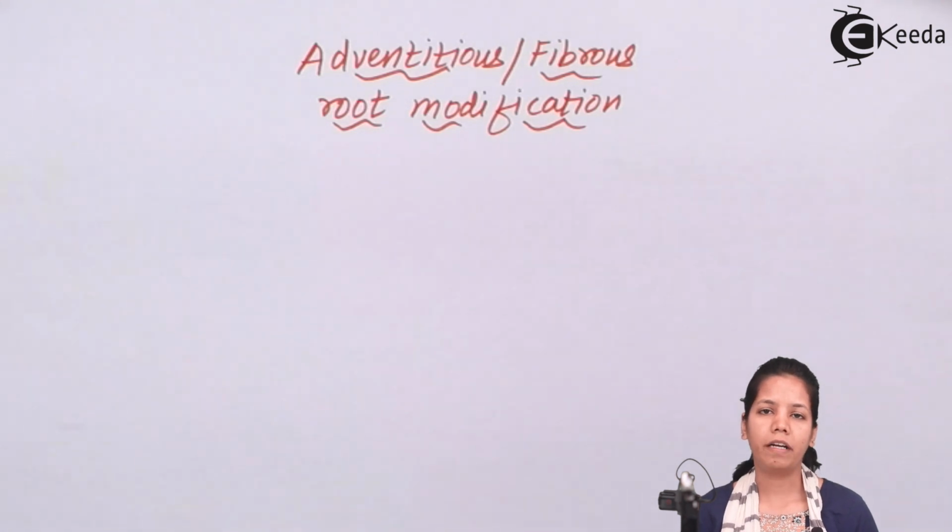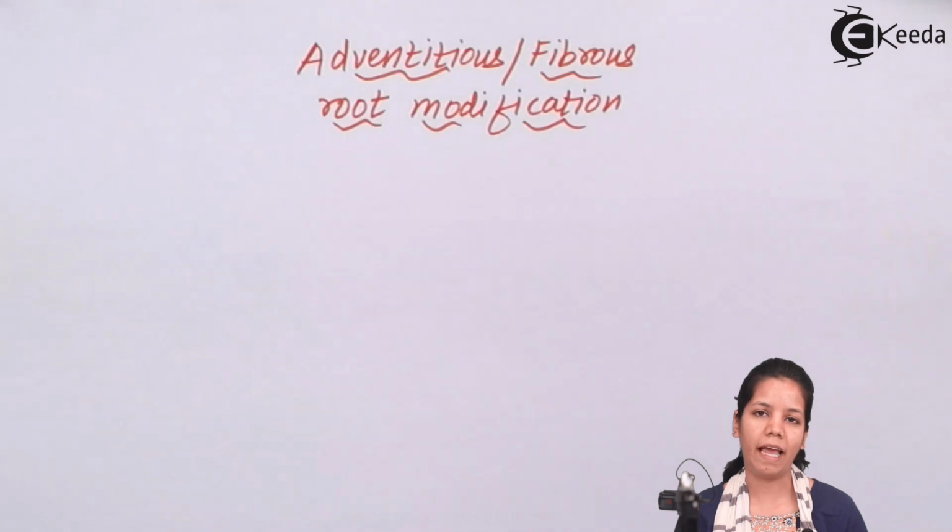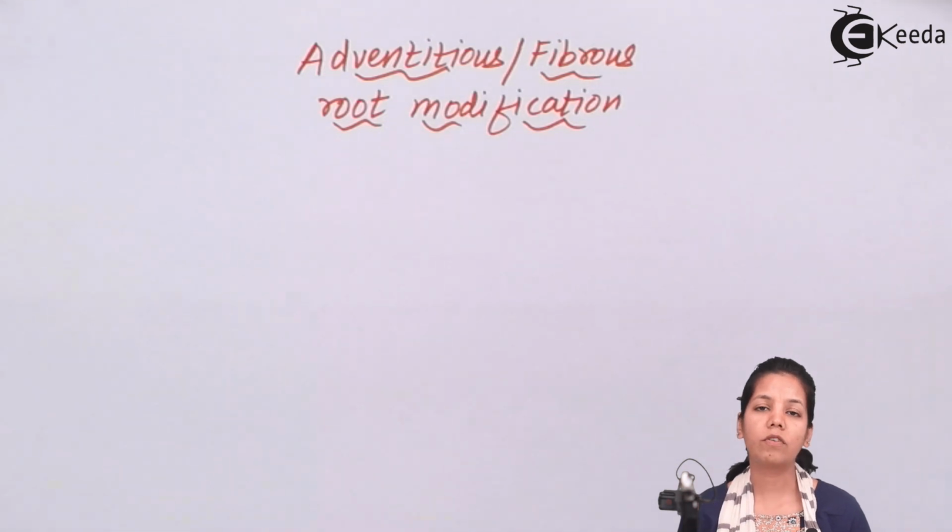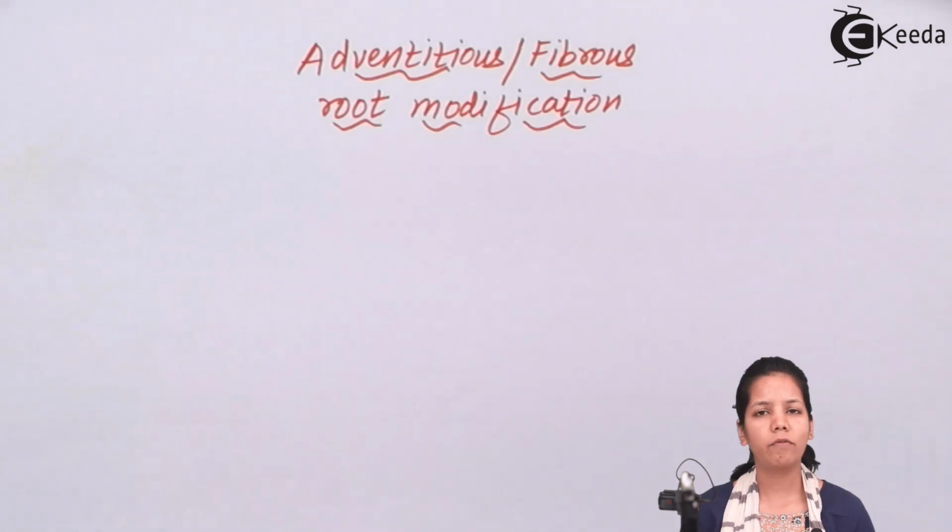Why have plants modified themselves into adventitious roots or fibrous roots? There are three main reasons. One is for food storage, second is for mechanical support, and third is for special functions. When I say food storage, we all have seen sweet potato, which is called tuberous roots, or the dahlia plant, which is called fasciculated tuberous roots.